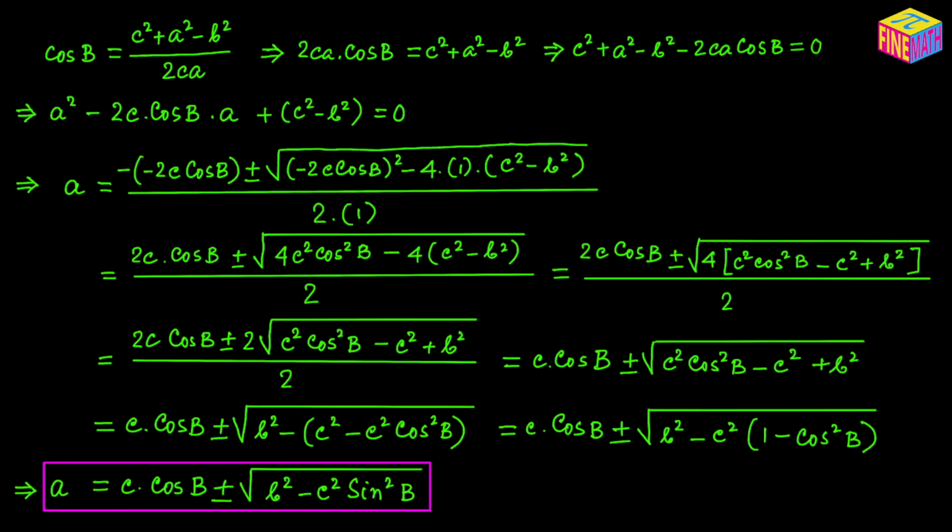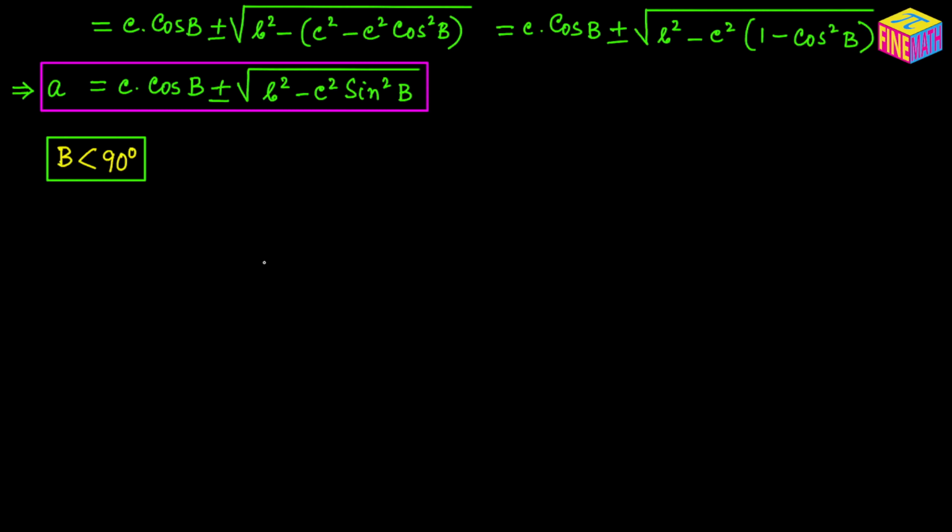Now we are going to do a little bit of analysis on the value of A, assuming B is an acute angle. So our first round of analysis will be on the assumption that B is an acute angle. When B is an acute angle, obviously sine of B will be positive and cosine of B will also be positive. Now, for A to have a real value, obviously the discriminant, which is inside the square root, has to be a non-negative number. So if we look at the discriminant here, the discriminant D is equal to B squared minus C squared times sine squared B. That is our discriminant.